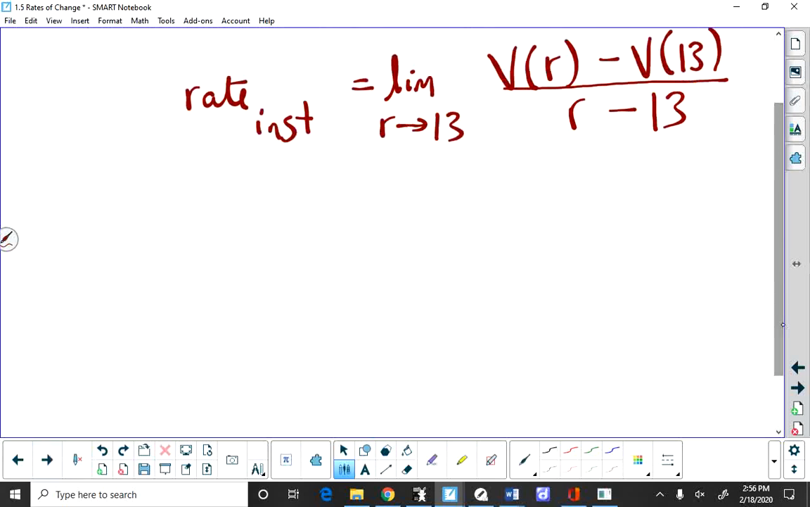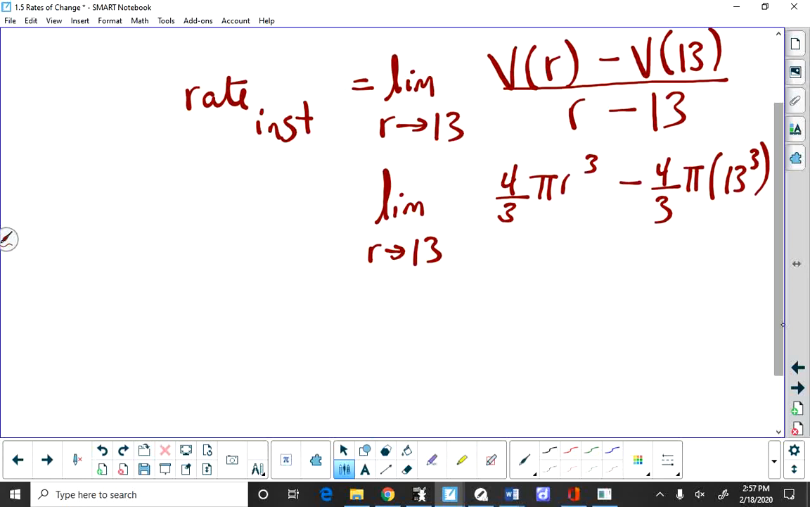So what is v of r? Well, v of r is 4/3 pi r cubed. Limit as r approaches 13 of 4/3 pi r cubed minus 4/3 pi 13 cubed over r minus 13. So look at that argument for the limit, the thing we're trying to find the limit of, and ask yourself what strategy you are going to employ to get rid of that r minus 13.